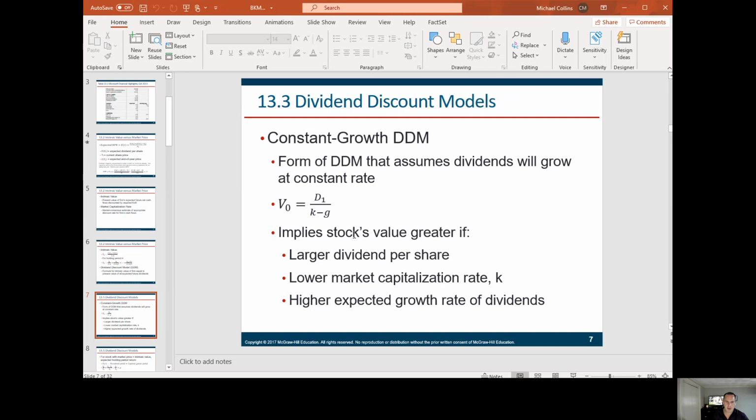This implies a stock's value is greater if there's a larger dividend, a lower market cap rate, and a higher expected growth rate of dividends.